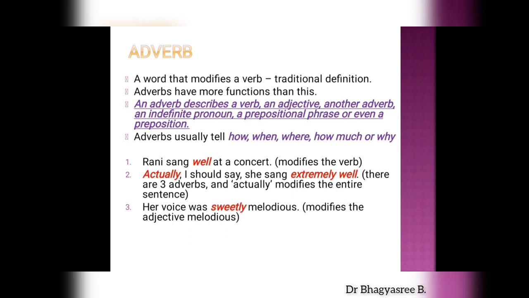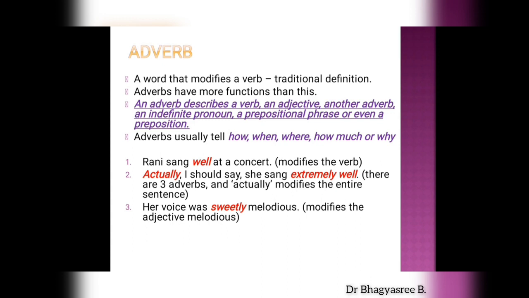An adverb describes a verb, an adjective, another adverb, an indefinite pronoun, a prepositional phrase, or even a preposition. So this is the very modified definition of an adverb. An adverb not only qualifies or modifies a verb, but also it can modify another adverb, sometimes an adjective, sometimes an indefinite pronoun, a prepositional phrase, or even a preposition. So this is the modified definition of an adverb. You have to keep this particular definition in mind.